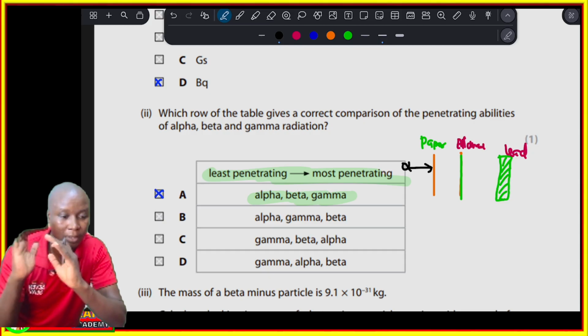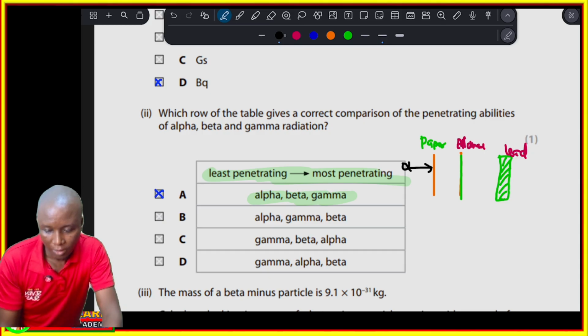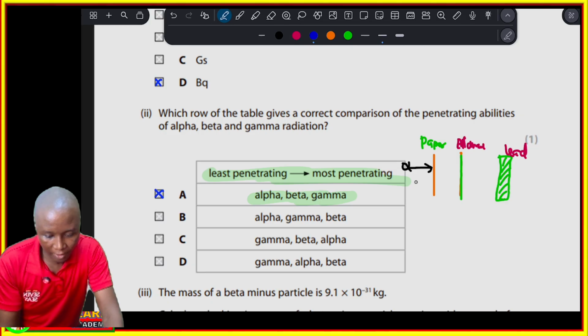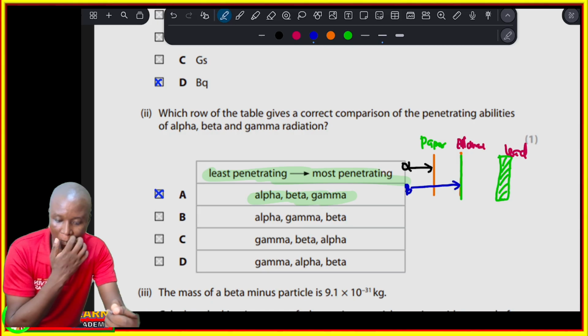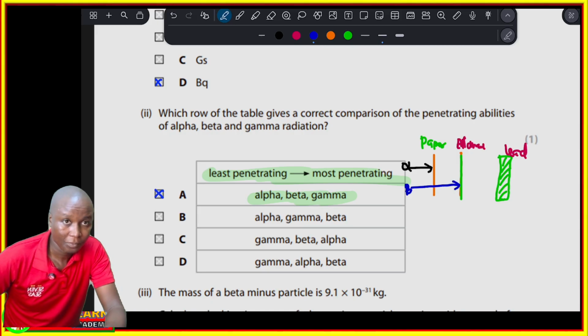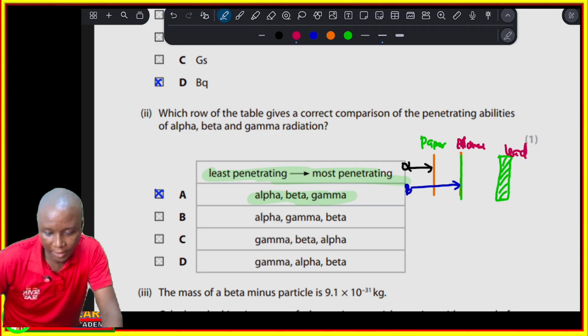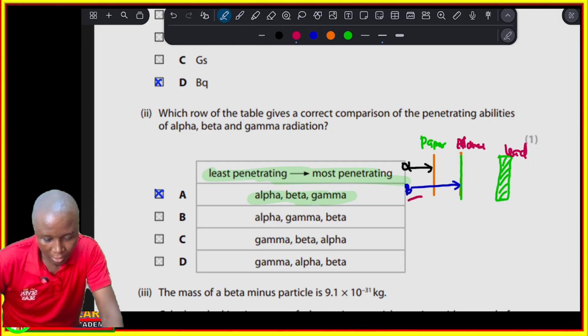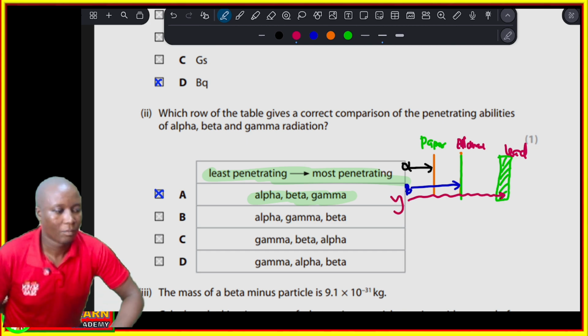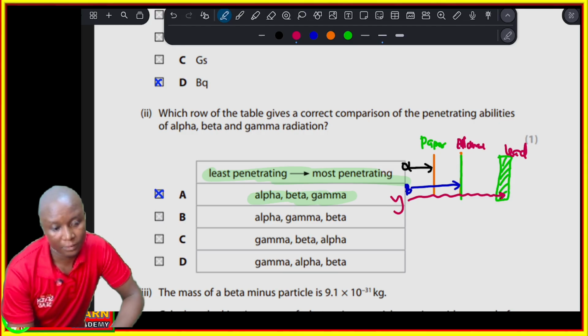They cannot even penetrate through skin. Then if you have beta particles, they can penetrate paper but can be stopped by aluminium. And then if you are having gamma radiation, which is electromagnetic in nature, it can be stopped by thick lead or concrete.